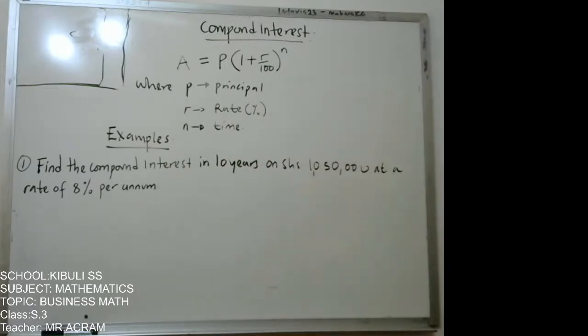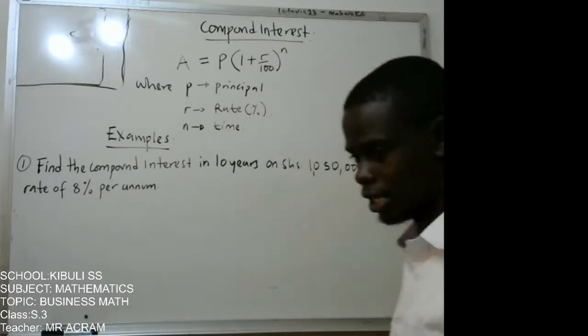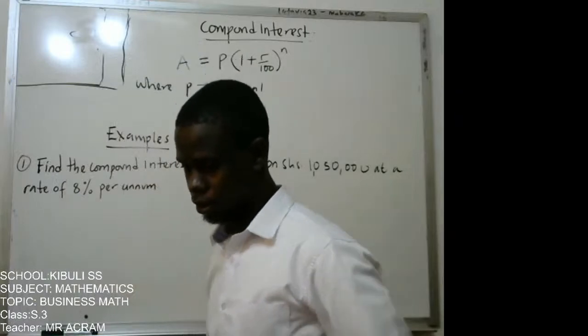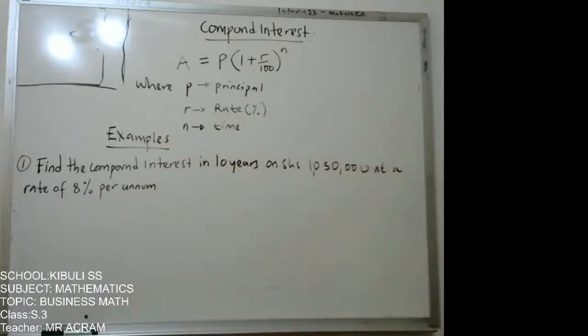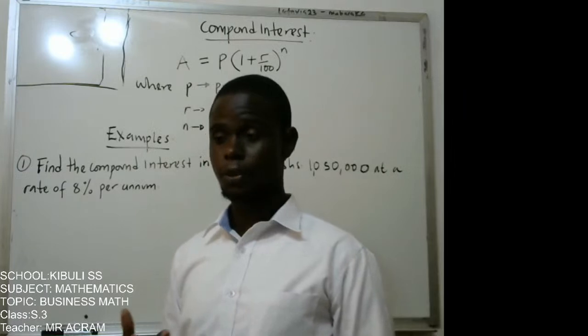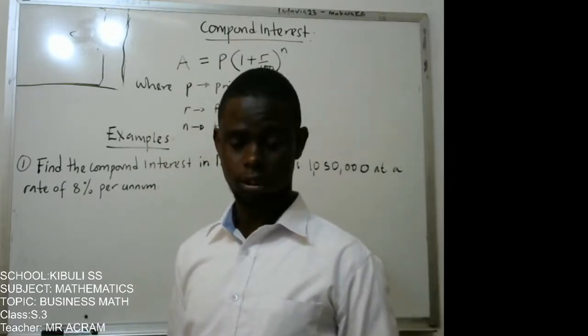Let me hope you can write down that question. You tell me whether it is now visible. I think right now they are visible. So you try to write down. This is 1,050,000 shillings. That is the amount. They are asking us to find the compound interest. First of all, to find the compound interest, you have to first find the amount. And after finding the amount, it will be easy for you to find the compound interest.